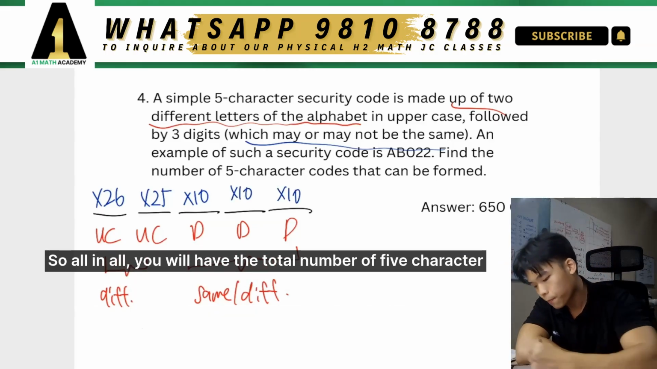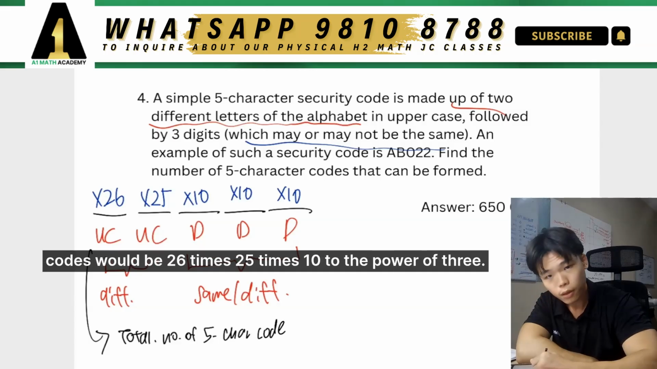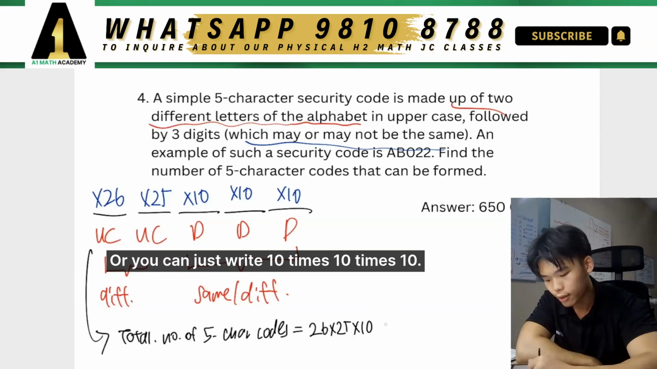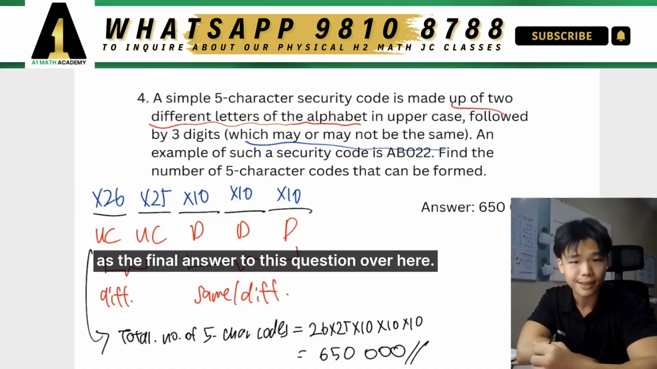So all in all, the total number of 5 character codes would be 26 times 25 times 10 to the power of 3. Or you can just write 10 times 10 times 10. And all in all, this will give you 650,000 as the final answer to this question over here.